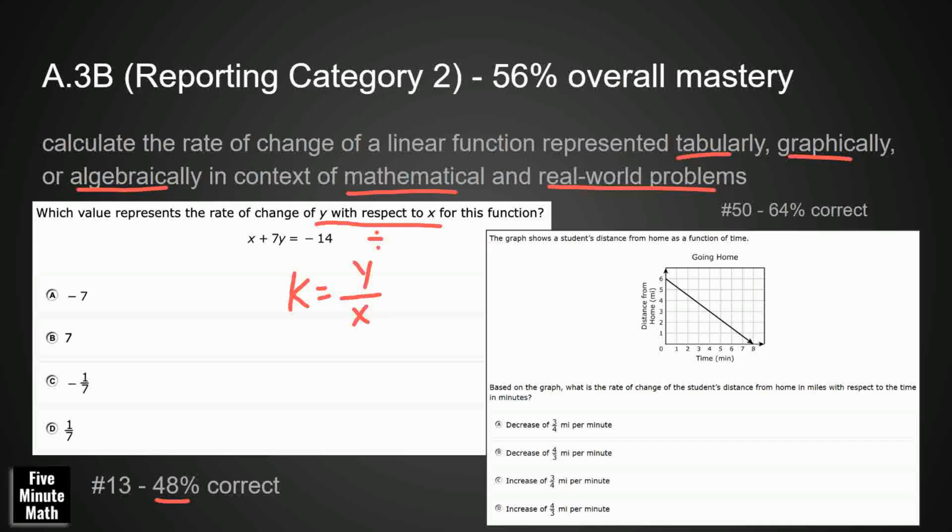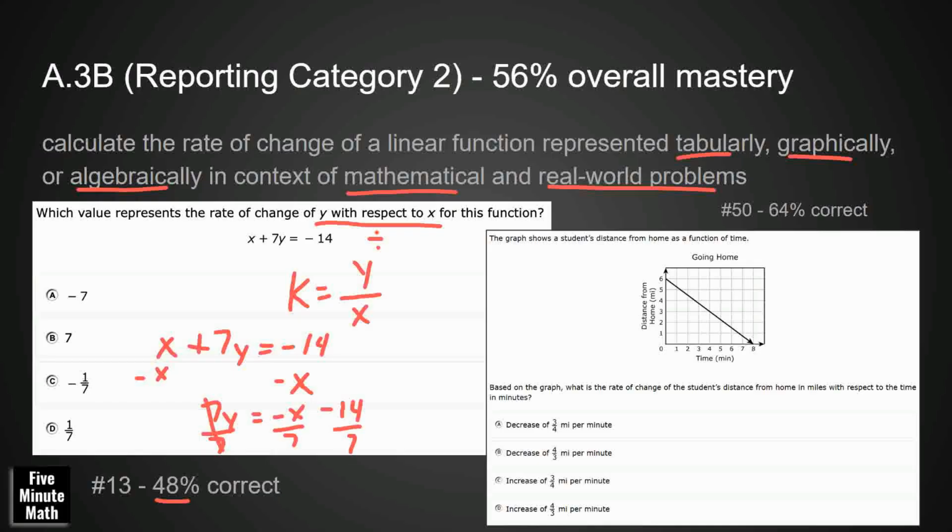And so we're going to go ahead and take our x plus 7y equals negative 14. And let's go ahead and get our x on this side, right? And so we're going to end up with 7y equals negative x minus 14, divided by 7. That gets rid of that.